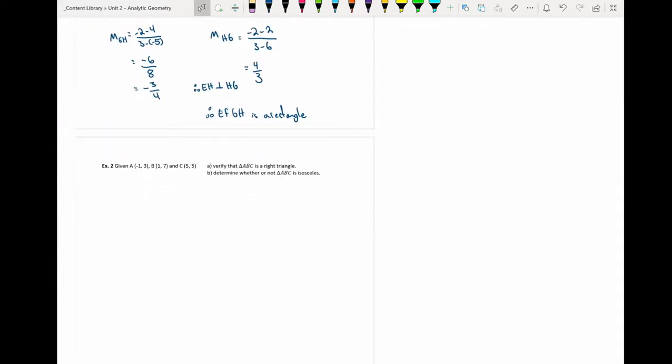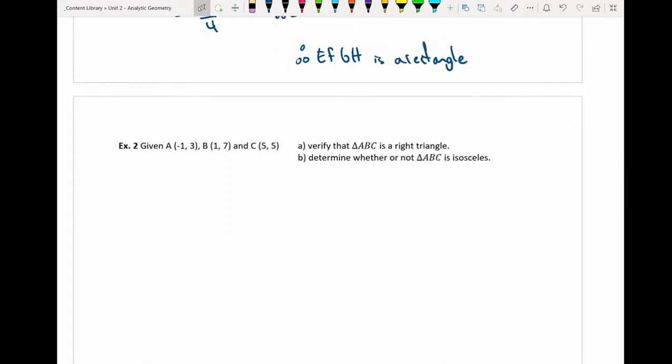Example 2, given A -1, 3, B 1, 7, and C 5, 5, verify that triangle ABC is a right triangle, and then B, determine whether or not ABC is isosceles. So what I'm going to do first, I'm just going to draw a triangle just to be able to label my points. So let's say A is up at the top, -1, 3. B is down here, 1, 7. And C is over here, which is 5, 5.